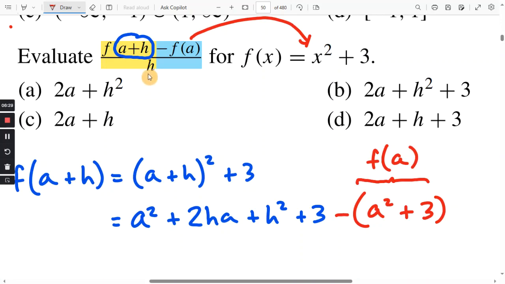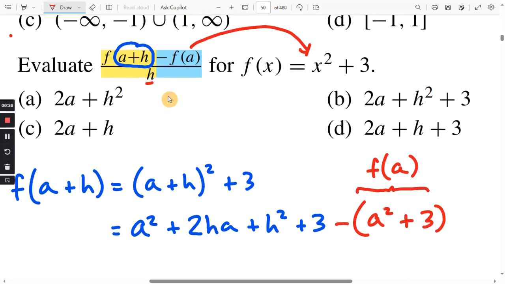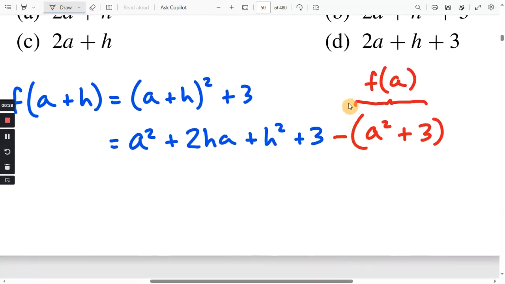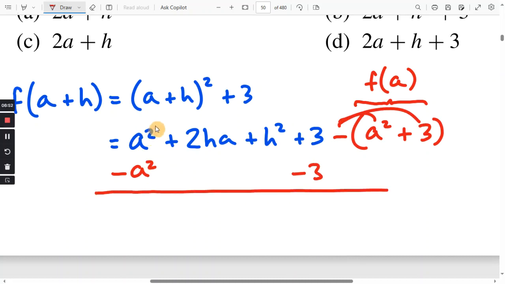And finally, the last step is to divide the whole thing by h. In fact, before I divide by h, let me finish this here. Let's distribute the negative. Minus a squared, put it underneath the like term. Minus a squared. And then minus positive 3, put it under the like term. All right, and what happens? A squareds cancel. 3 minus 3 cancels. Bring down your 2ha. And bring down your positive h squared.